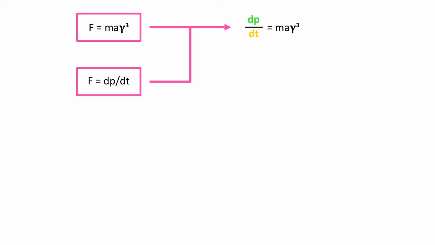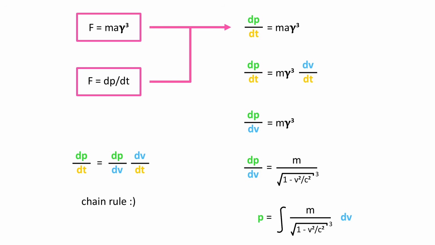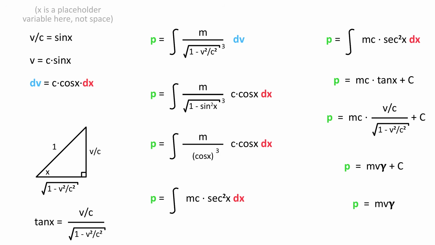To solve this equation, we first replace a with dv/dt, since acceleration is just the rate of change of velocity. Treating derivatives like fractions, or using the chain rule, we get dp/dv equals m times gamma cubed, at which point we'll substitute in gamma. Now we just have to integrate, which is not too complicated, only requiring a bit of trig sub, and we get p equals mv times gamma.